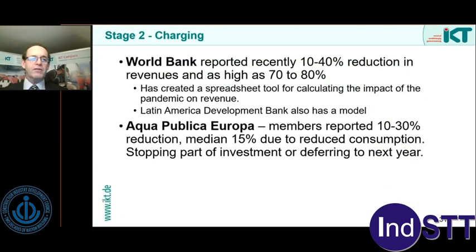The World Bank recently reported a 10 to 40% reduction in revenues, and as high as 70 to 80% in the case of some of the water companies that they were dealing with. So they've created spreadsheet tools. Latin American bank has had a similar experience. And in Europe, the Acqua Pubblica Europa, which is a trade association dealing with publicly funded water and sewage companies, said their members have reported a 10 to 15% reduction in income. And as a consequence, having to stop part or all of investment.